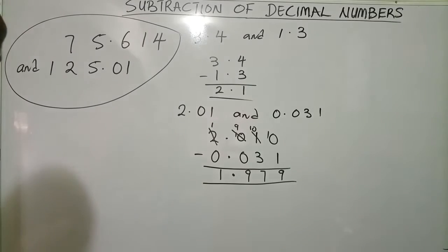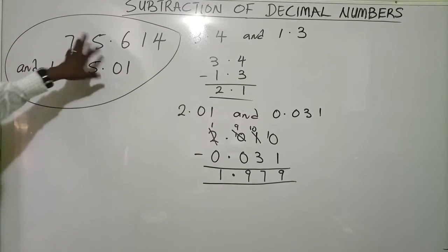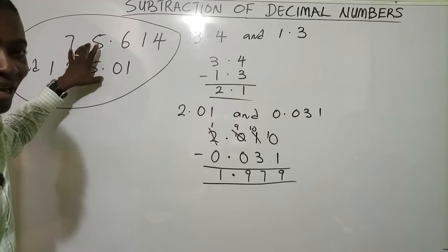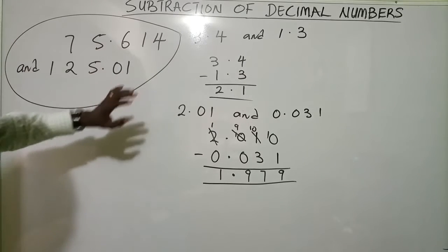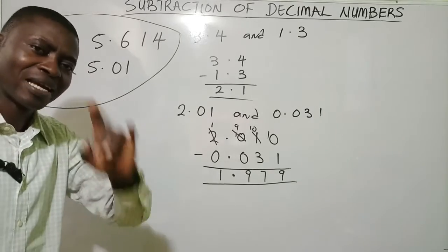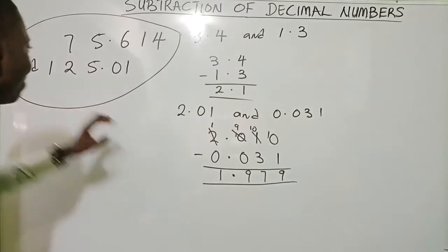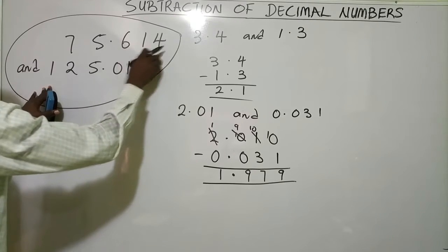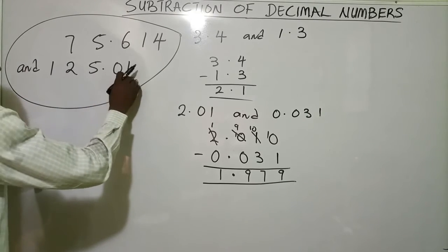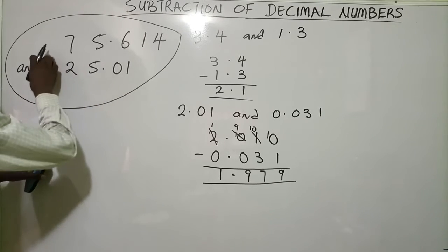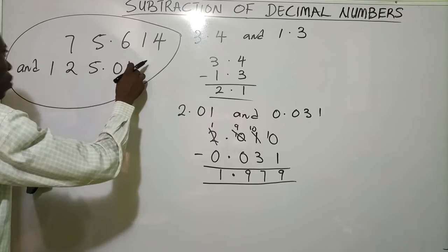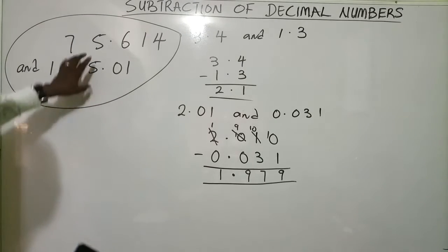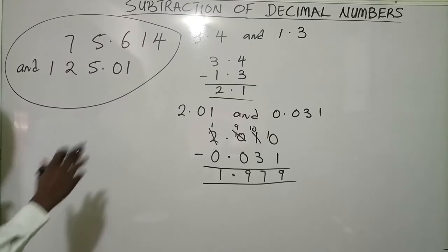What would you do? You will say, hey, good. So that means I'm going to arrange them like this. No, not at all. I did this on purpose. Okay? When you are asked to subtract numbers like this, remember again to always make sure that the one that is bigger goes on top. Look at this: 75.614 and 125.01. Which of these two numbers is the biggest? 125.01 is bigger than this. So what will I do now? If I'm going to find the difference between both of them, I will arrange them as this.